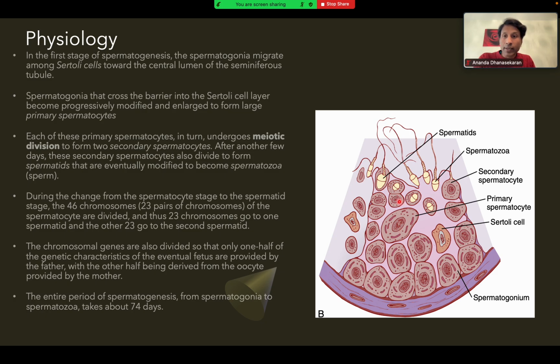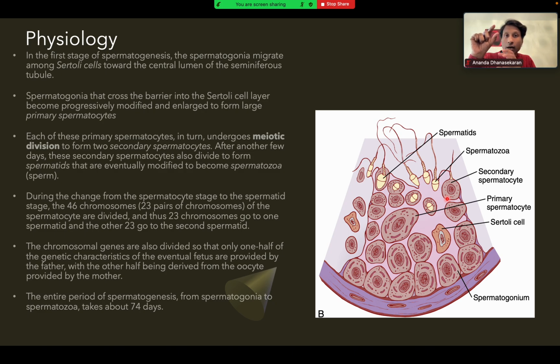But here in the primary spermatocyte, which is much larger, as you can see, when it divides into secondary spermatocytes, which are almost half the size of the primary spermatocyte, the division happening is known as meiotic division. Meiotic is the one where a cell is divided into two cells, but the chromosomes will be only half of the primary cells. So the primary cell's chromosomes will be halved in the secondary spermatocytes. I will discuss this further.